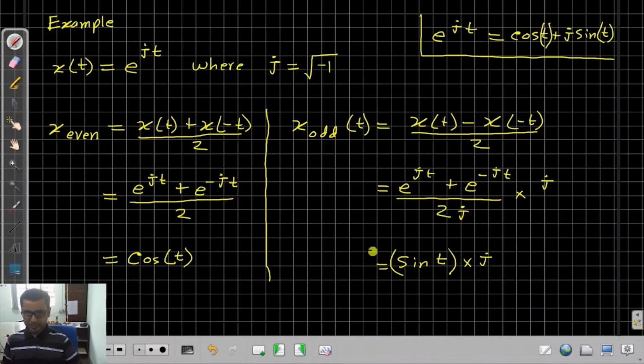That's what we see here. x(t) is sum of x even, which is cosine t. Cosine function is even function, and the odd part is the sine t. Sine is the odd function.